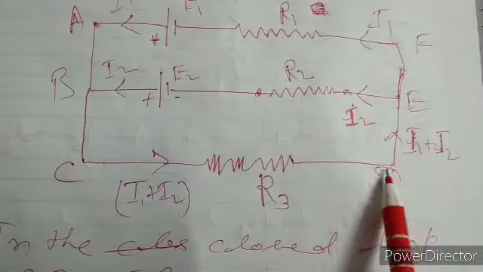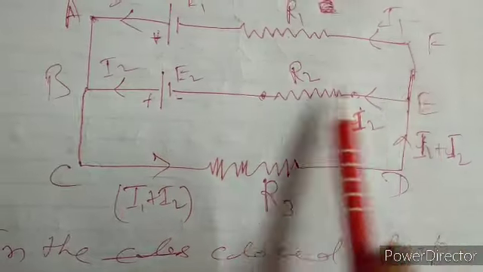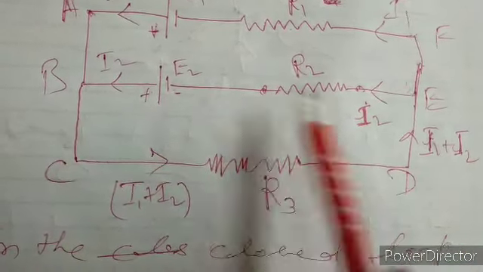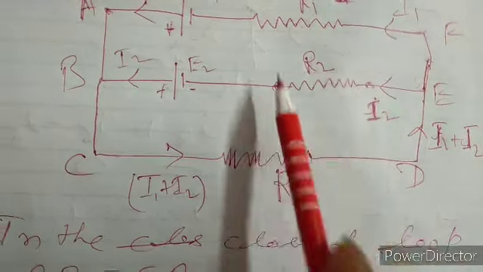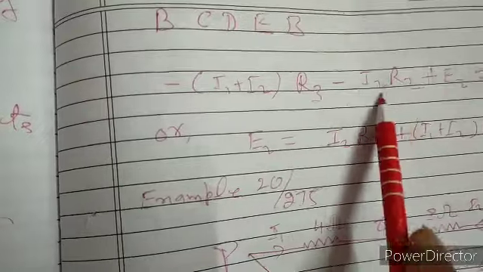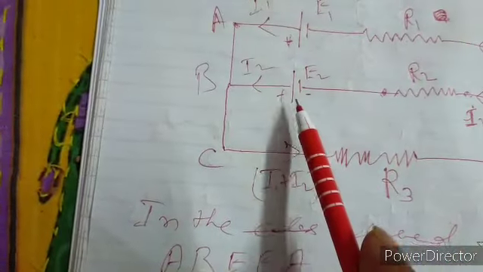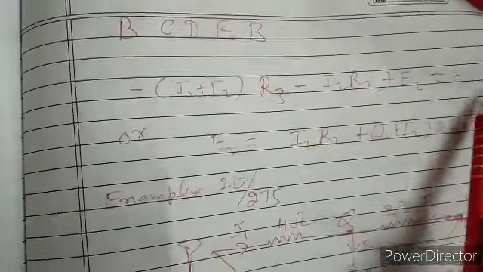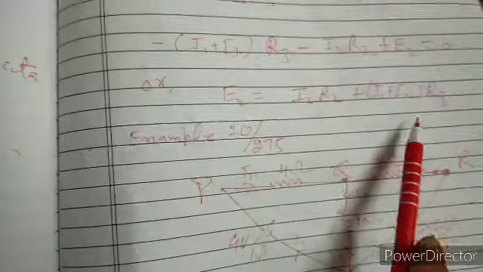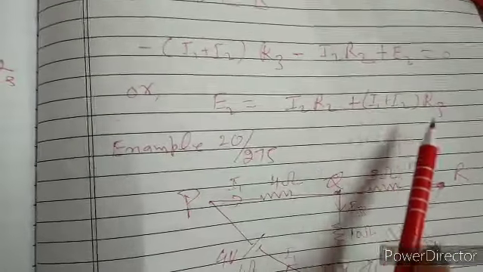Then we are reaching point D. D to E, then E to B. When we are going from E to B, the current is flowing in the same direction, and this is resistance R2. I2 R2, minus or plus? Yes, minus. Minus I2 R2. Then we are facing the battery. The second terminal we have to take. The second terminal is positive, plus E2 is equal to 0. In this way we will get the second equation.